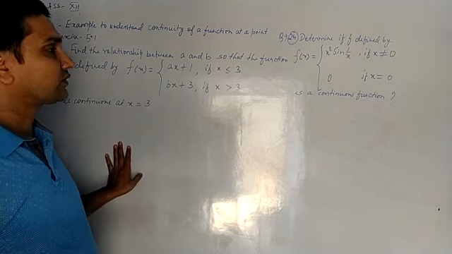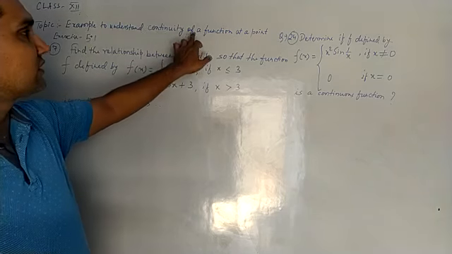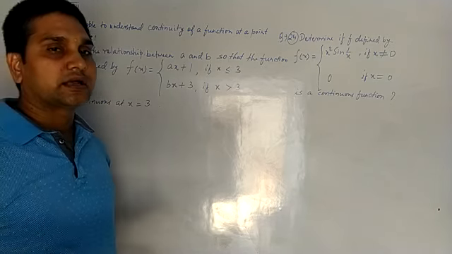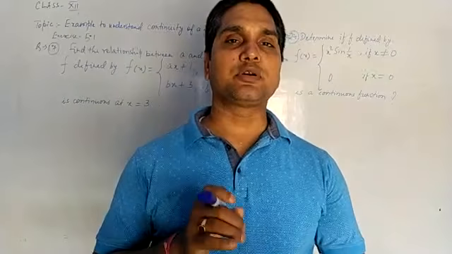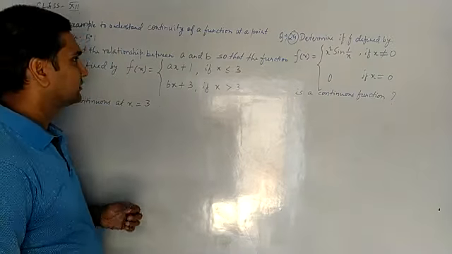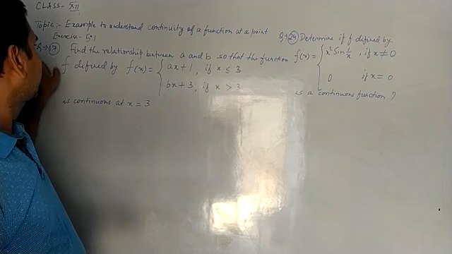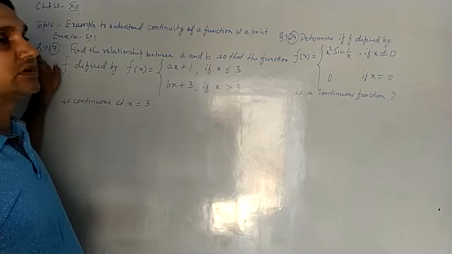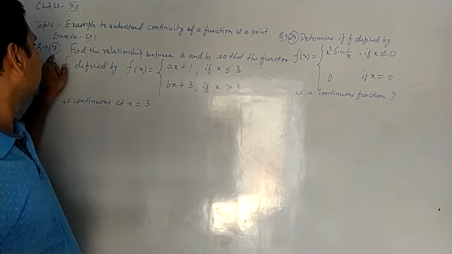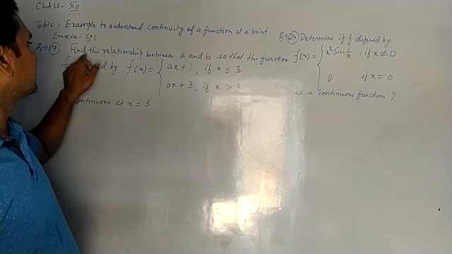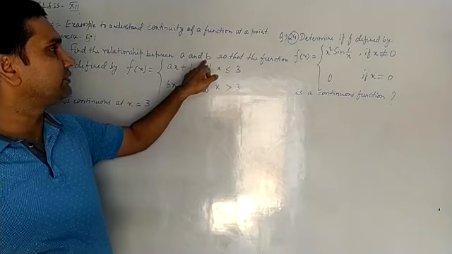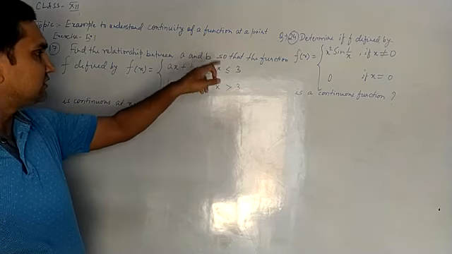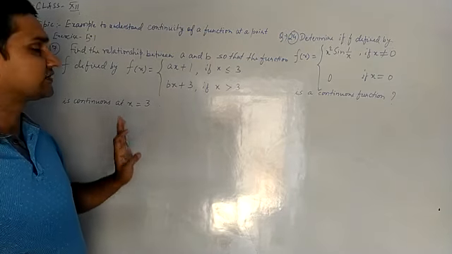What is the question? The topic is examples to understand continuity of a function at a point. For that we are taking questions from exercise 5.1, which is based on continuity of a function. We are taking some questions randomly, which have their importance. The first question is number 17: find the relationship between a and b so that the function f defined by f(x) in this way is continuous at x equal to 3.